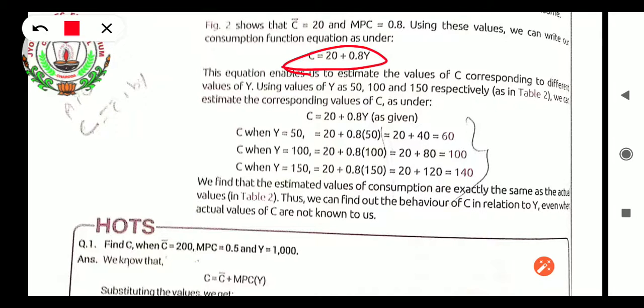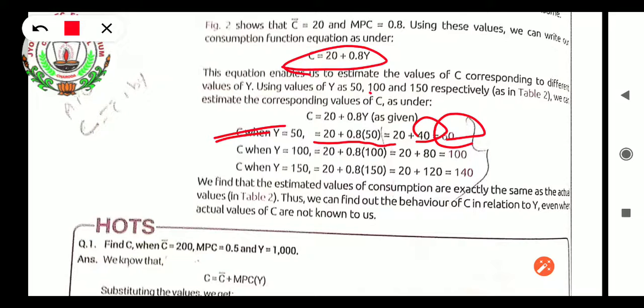What will we get? 20 plus 0.8 into 50. 0.8 into 50 you will do first, then you will add with 20. As you learned in class 8, you have to proceed with the BODMAS rule. So 20 plus 0.8 into 50, you will get the answer 40. 20 plus 40, we get 60. So the first value of C we will be getting equals 60.